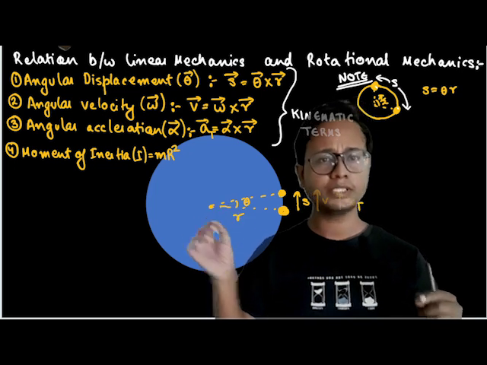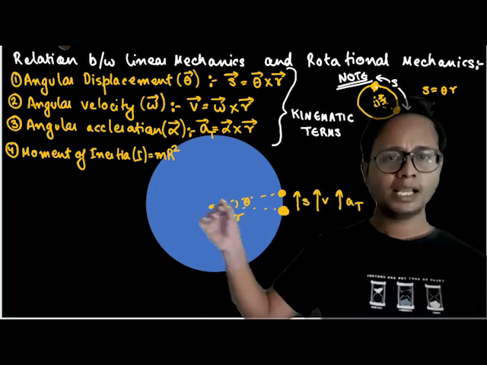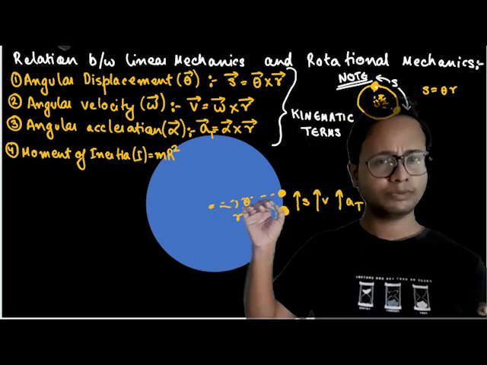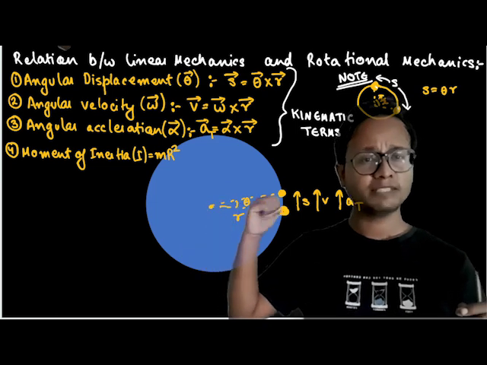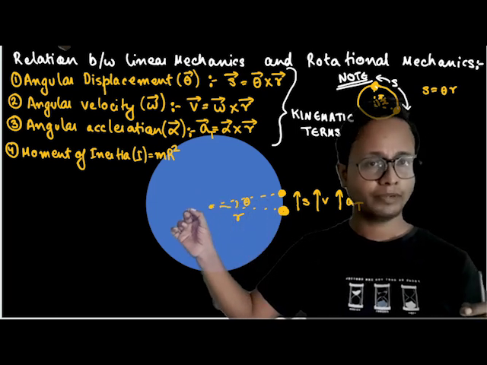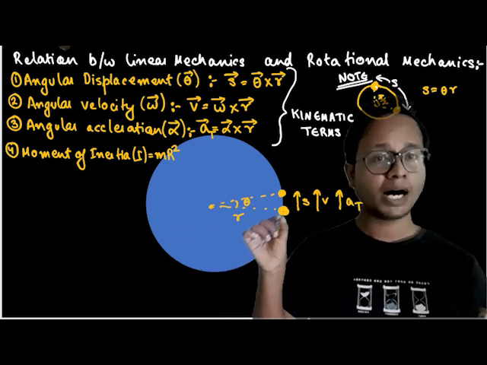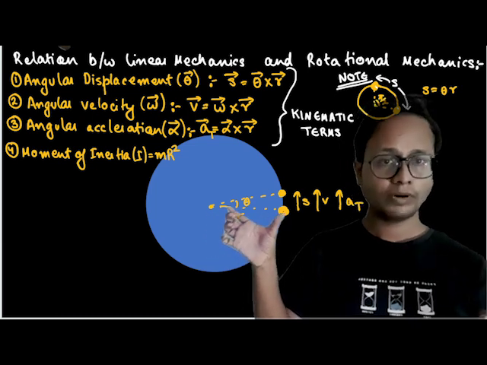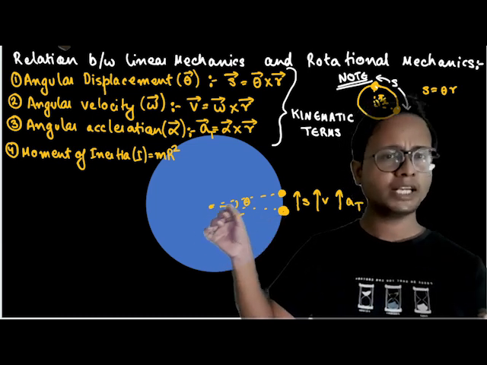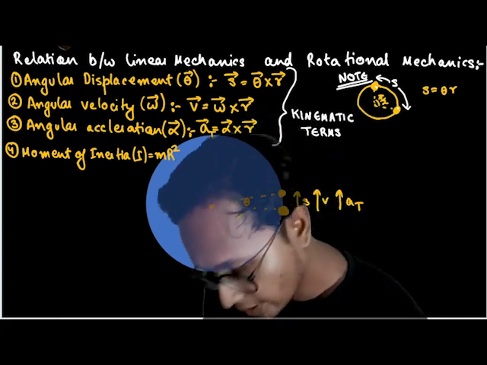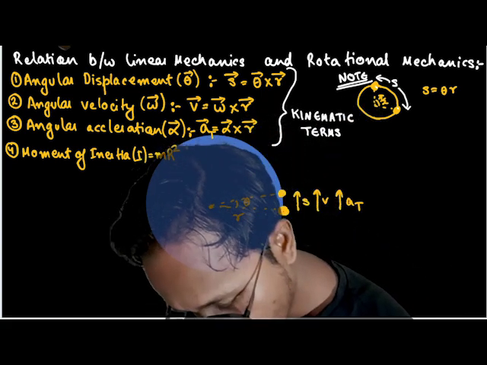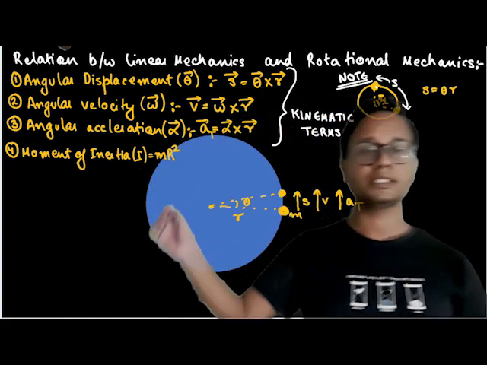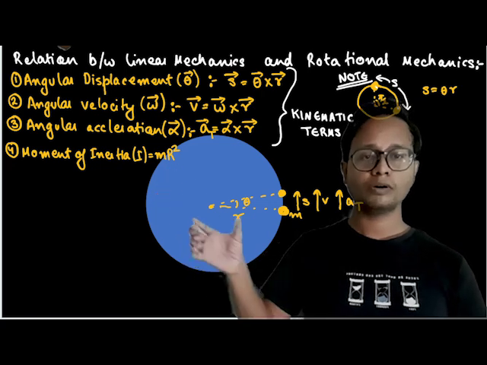Right now just focus on the moment of inertia of this particle about this center point. Moment of inertia is defined about an axis, but let's say about this point. The moment of inertia is nothing but the mass of this particle into r square, where r is the distance of this particle from the point or axis of rotation. So if this particle has a mass m, its moment of inertia is nothing but mass into r square.